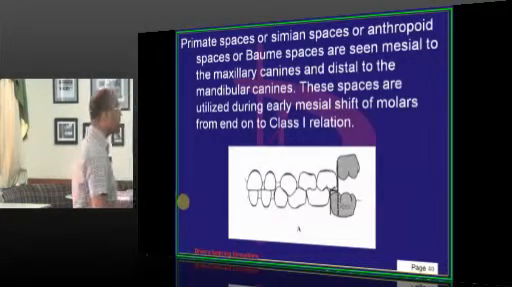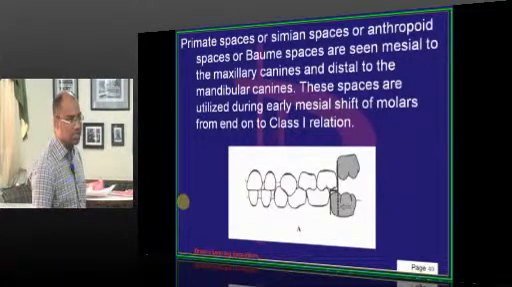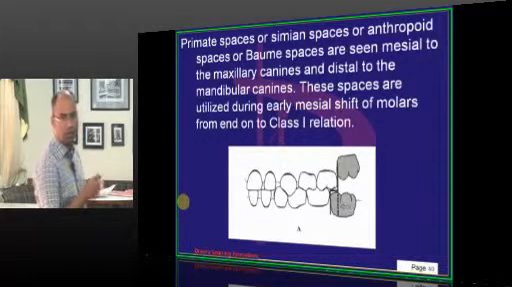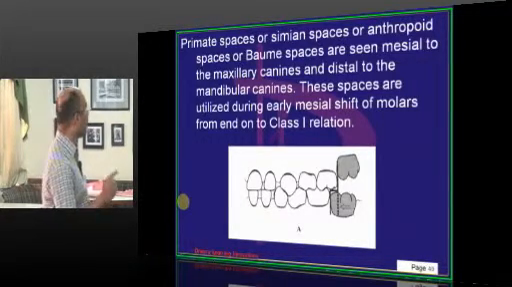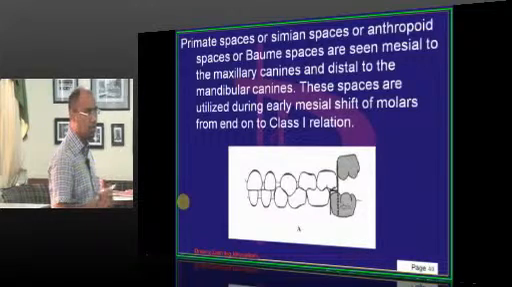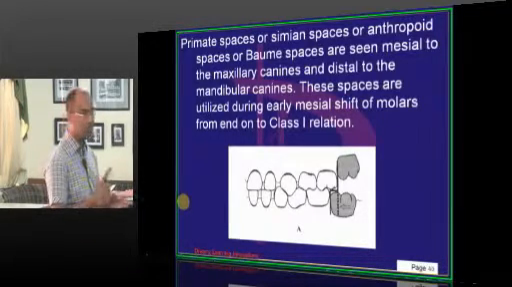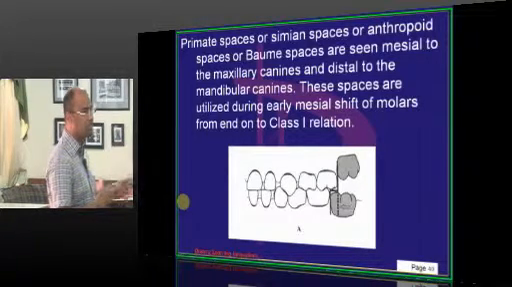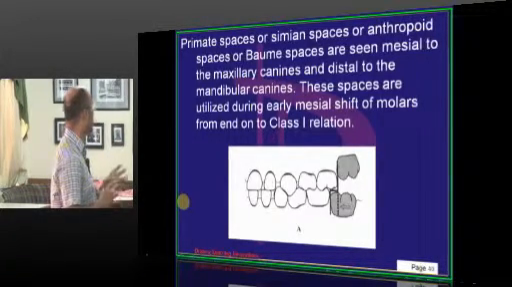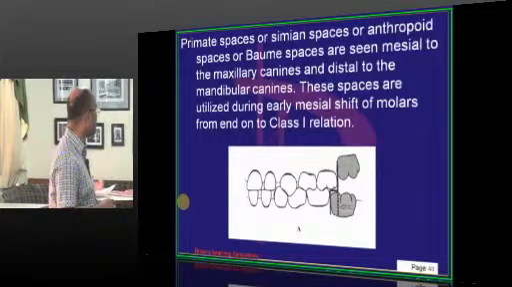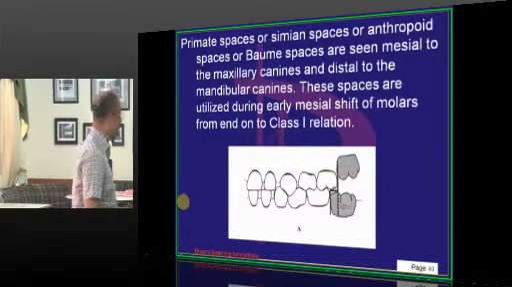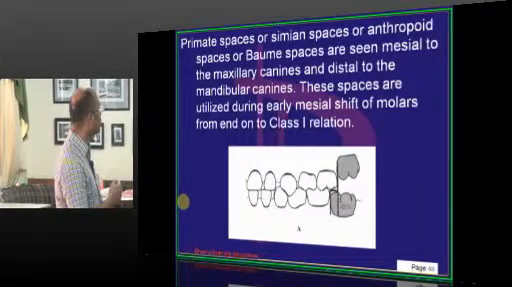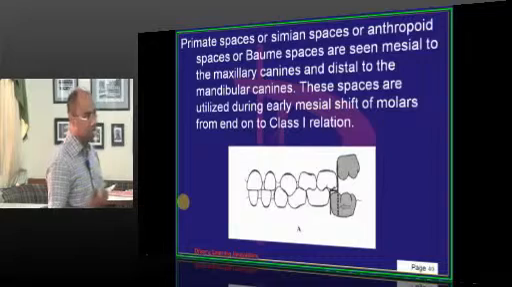Primate spaces are also referred to as simian spaces, or after Baum, who had found it, as Baum spaces or anthropoid spaces. Primate and simian are the same, and they are seen between B and C and C and D. And these primate spaces are responsible for the early mesial shift.